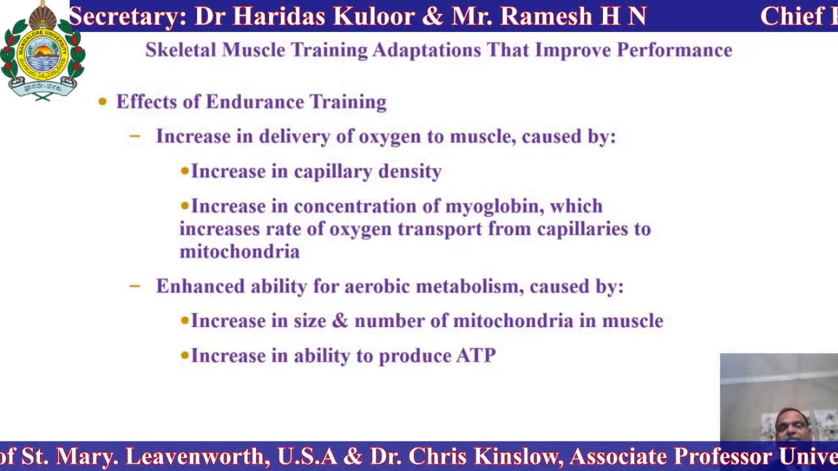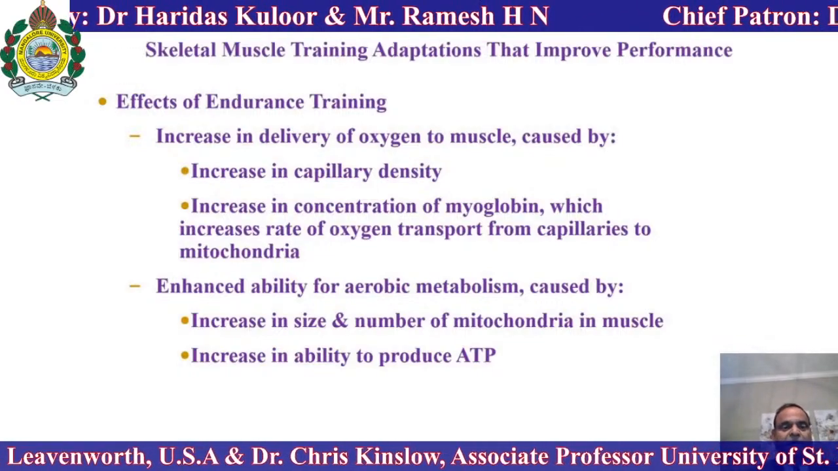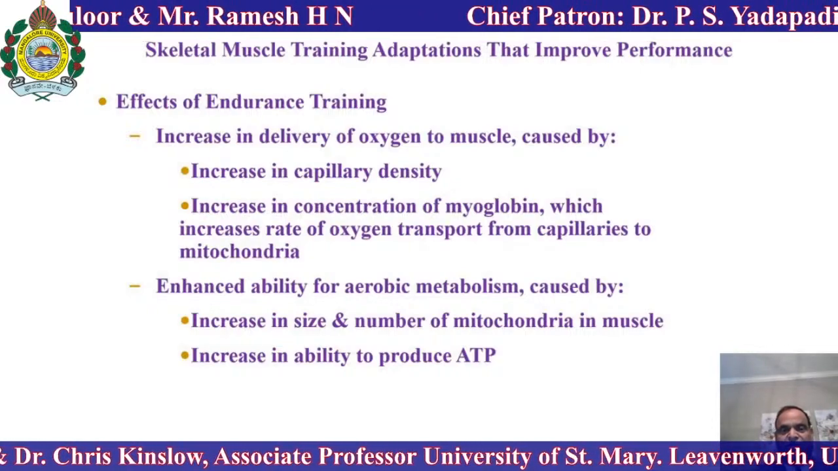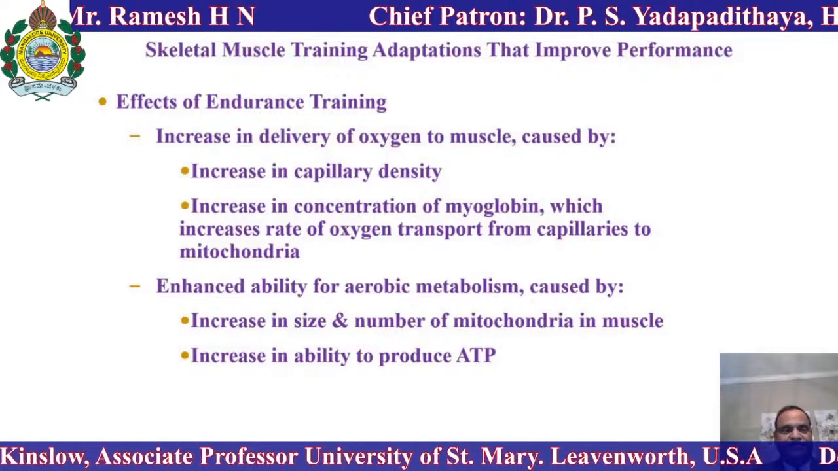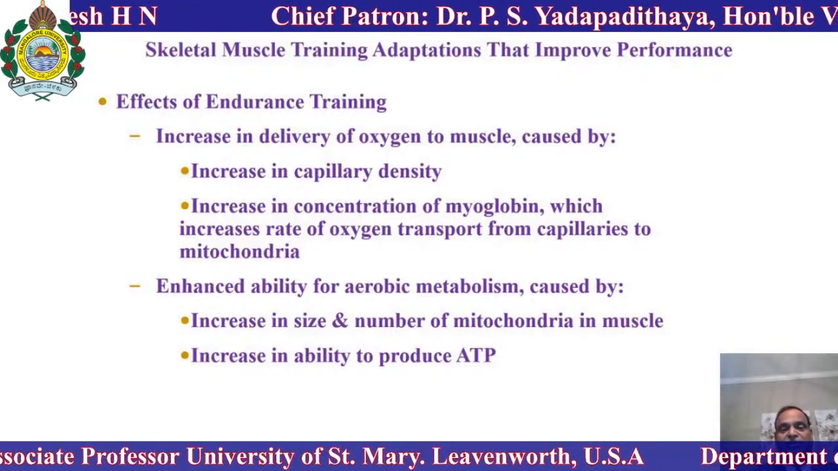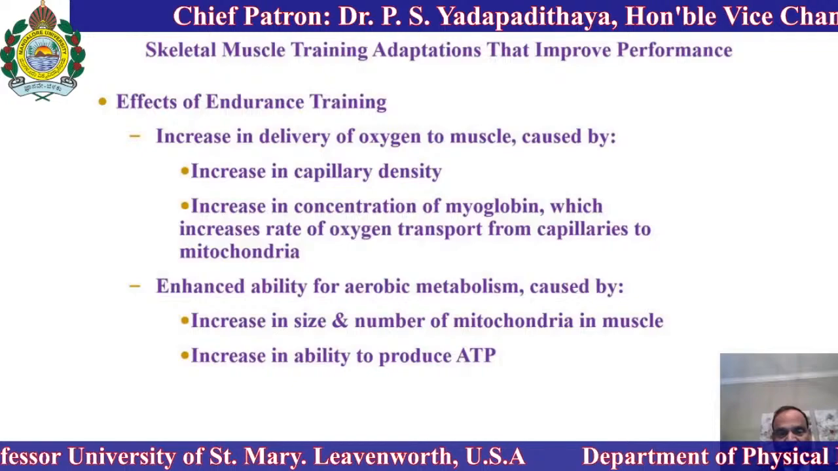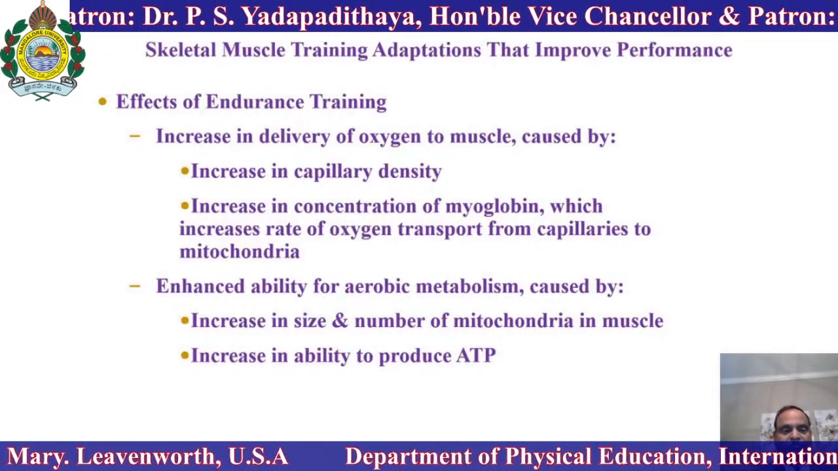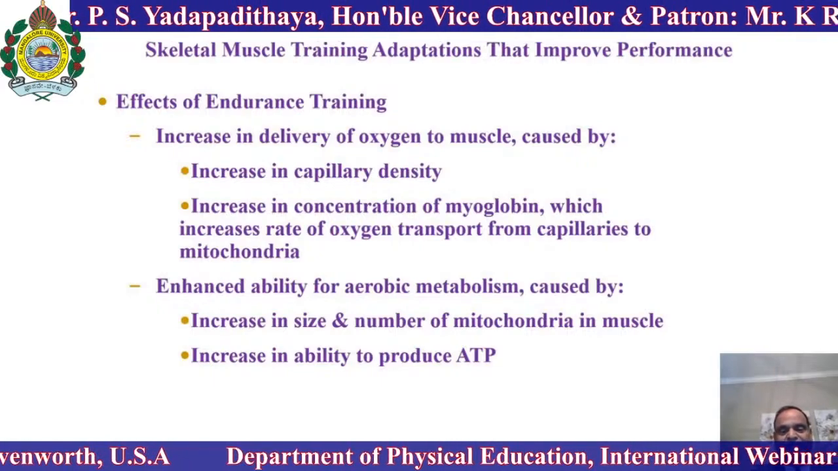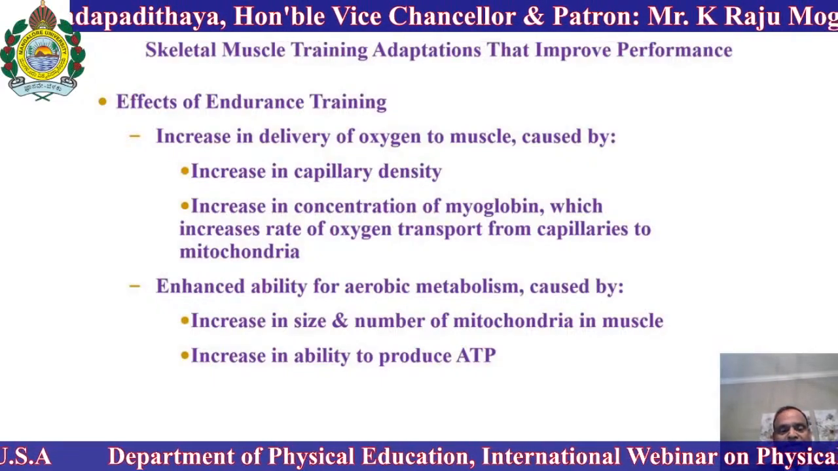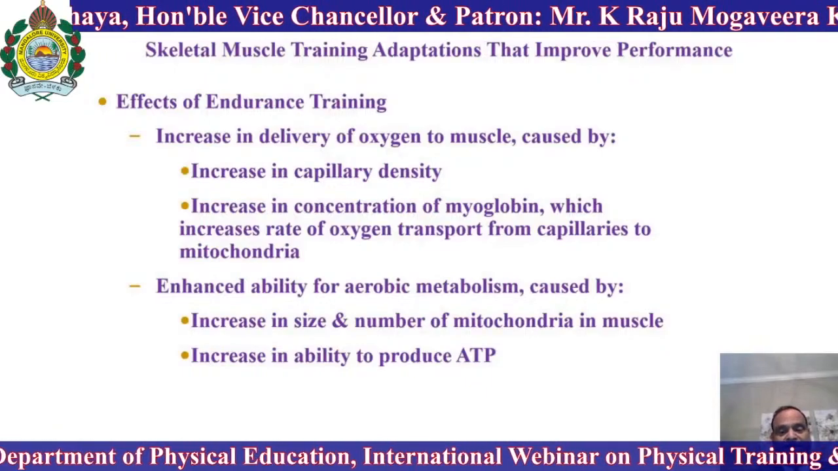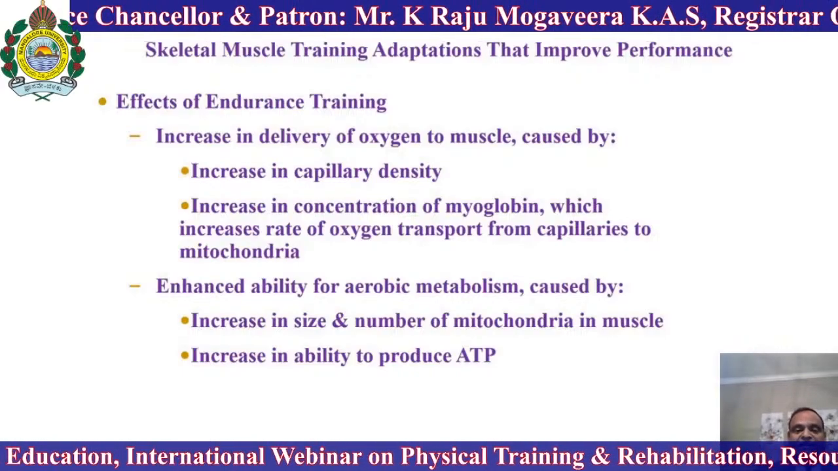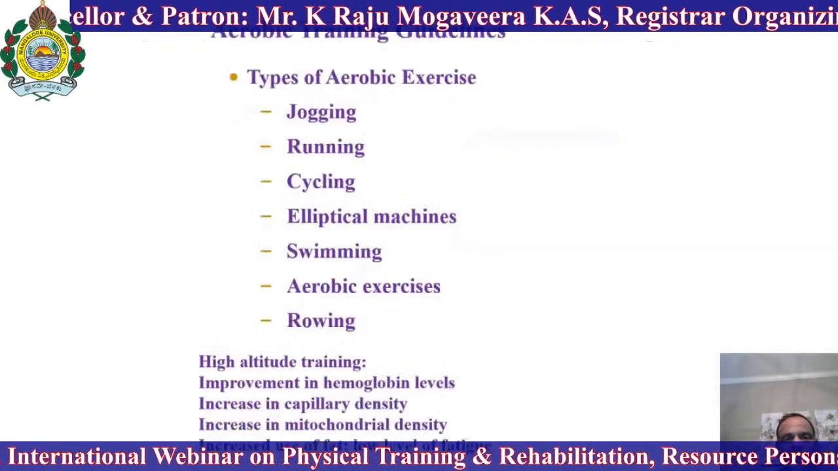Effects of endurance training on metabolism. Endurance training increases delivery of oxygen to the muscle, caused by an increase in capillary density and an increase in concentration of myoglobin, which increases the rate of oxygen transport from capillaries to mitochondria. Also, there will be an enhanced ability for aerobic metabolism, caused by an increase in size and number of mitochondria in muscle, as well as an increase in ability to produce ATP without fatigue.